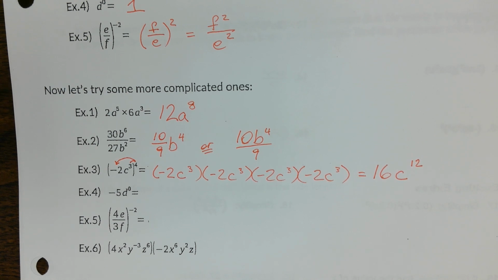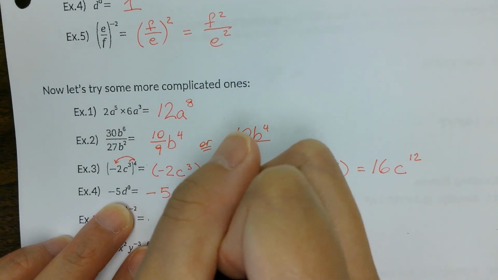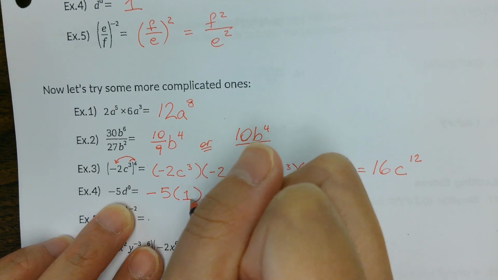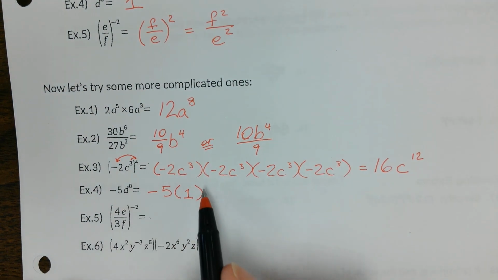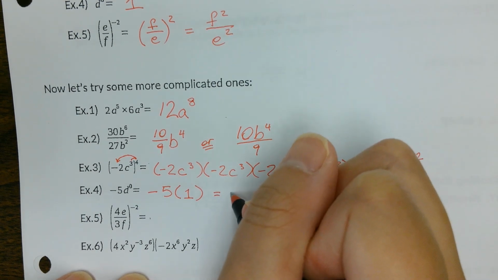Example 4. Is my answer 1? No, because there's that -5 there. That's right. So -5 times 1. D to the power 0 is 1. So -5 times 1. My answer is -5.